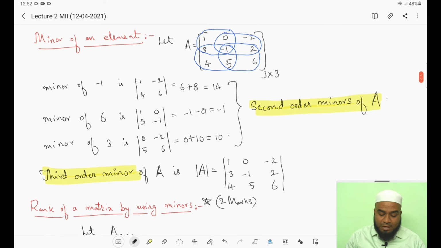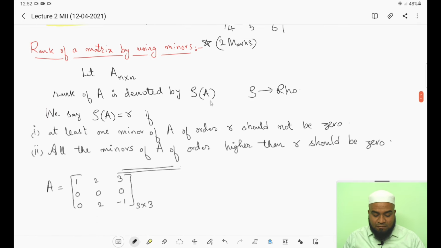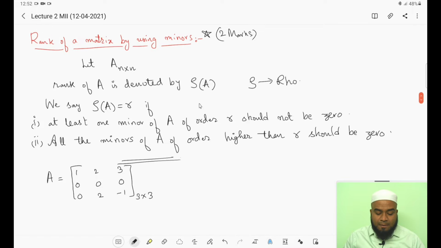See, minors can be 0 also. Whatever values we are getting here, like this value here we are getting 14, here we are getting -1, here we are getting 10. These values can be zeros also. Then we say that the second order minor is 0. If we get a 0 value here. Because we are not getting a 0 value, we say that this minor is non-zero. The same way, this definition says that rank of matrix A will be r if the matrix A has at least one minor of order r which is non-zero, and all the minors of matrix A of order higher than r should be 0.